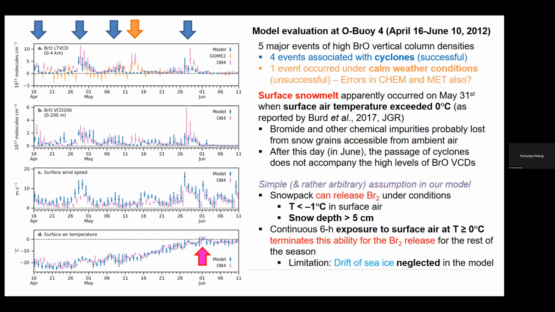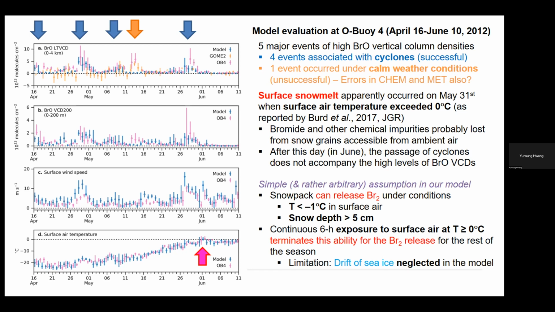And at the end of May, Alert encountered 0 degrees Celsius, which could have facilitated the snow melt. And after that point, there was barely any enhanced BrO column abundance, even when cyclones approached. That means snow melt could have washed away any bromide remaining on the snow on sea ice. And no matter whether disturbances arrive, you cannot really get high bromine concentration anymore in June.